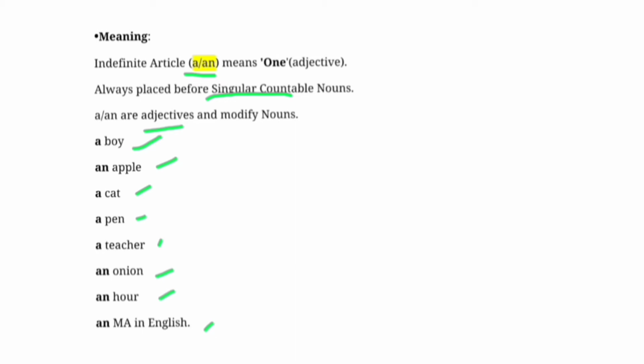Remember, countable nouns are those which we can count. All of these words on screen are countable. If we say 2 boys, 3 apples, then those are called plural nouns. But when we talk about one person or thing, like 1 boy, 1 apple, then it is called a singular noun.